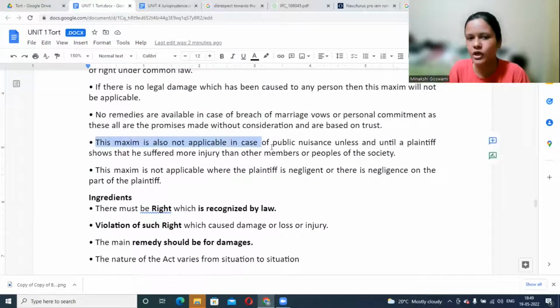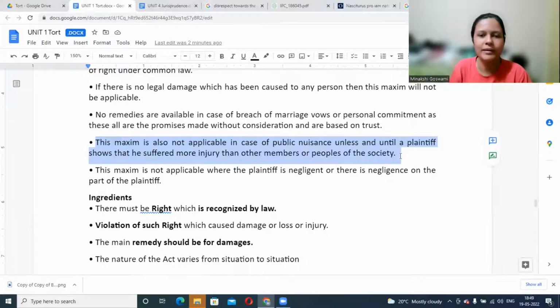This maxim is not applicable in case of public nuisance unless and until a plaintiff shows that he has suffered an injury more than other members of the society. These concepts we would actually be getting in other topics like nuisance. Public nuisance is where maybe an entire community or group of a society is suffering trouble because of a nuisance.